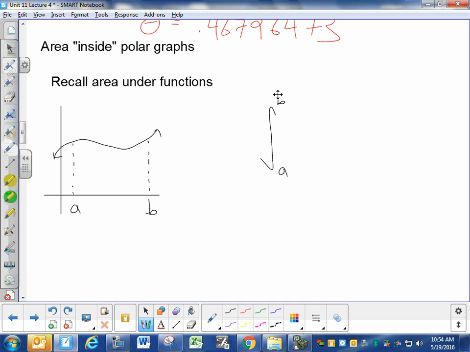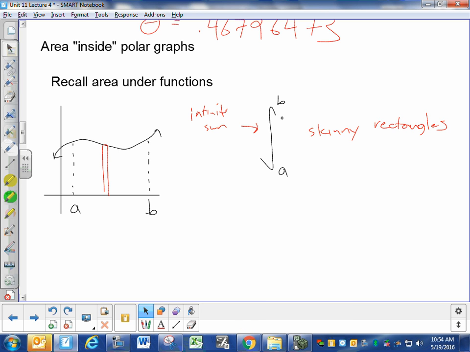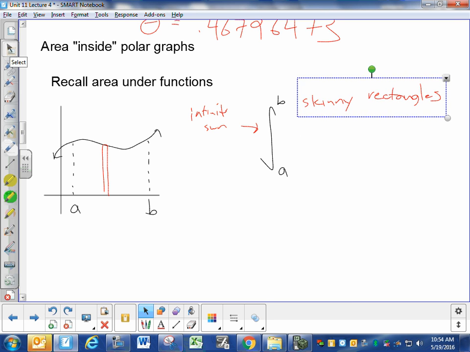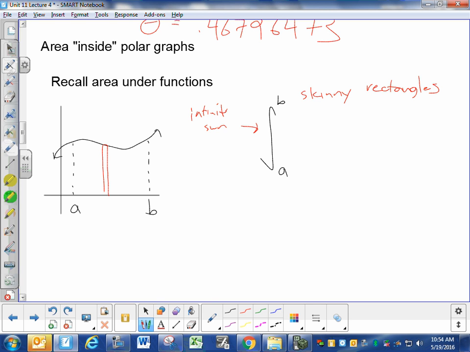Yes, a y times a dx. And what is that? An area of what? A rectangle, right? We took an infinite sum of skinny rectangles. I hope we understand this, because this is crucial to the entire course of calculus.